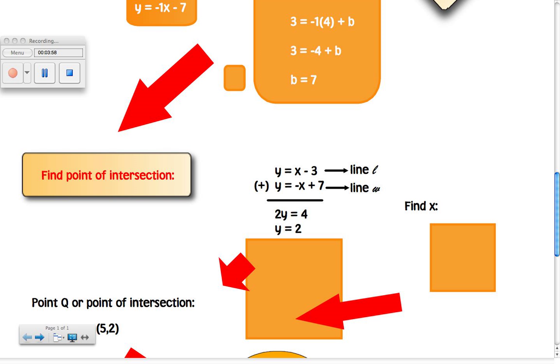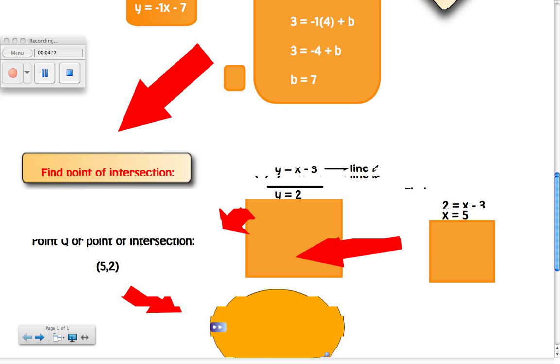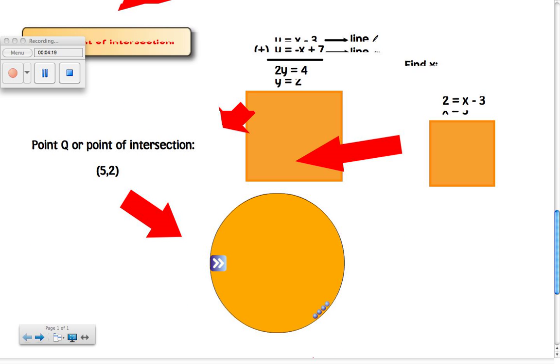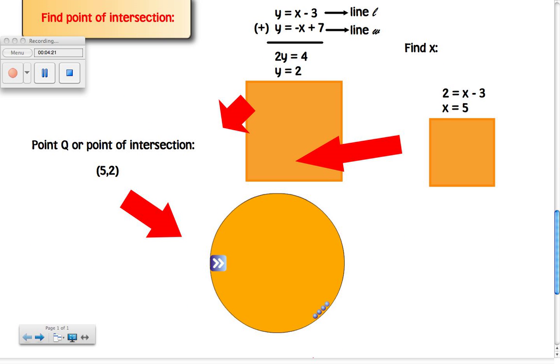Now since we have y, we're going to plug it into one of our equations to find x so we can get our coordinates. So we are going to plug it in, and we get 2 equals x minus 3. We add 3 to both sides of the equation, and we get x equals 5. So now our point Q, or point of intersection, is (5, 2).